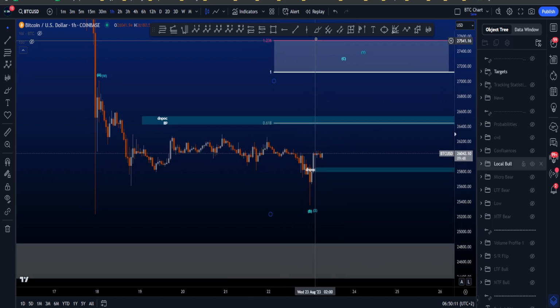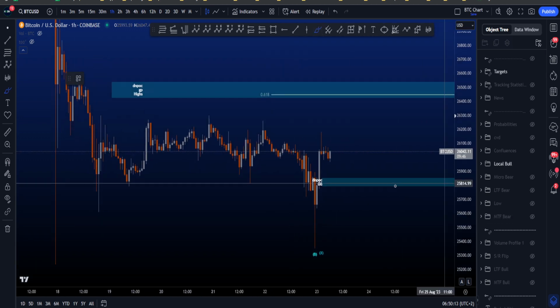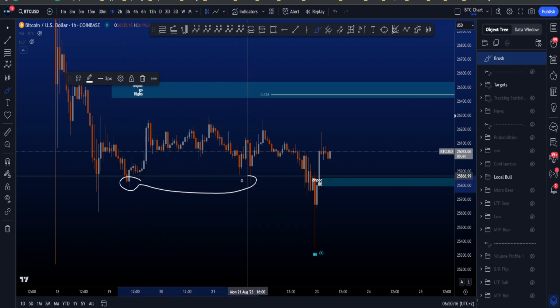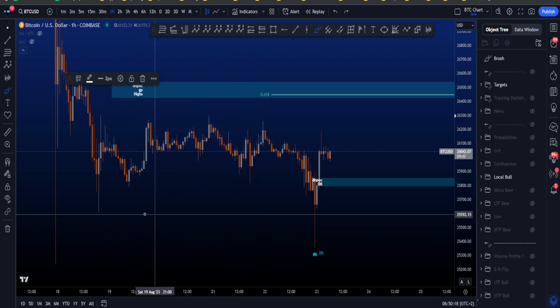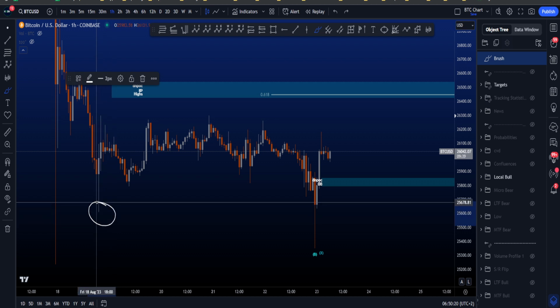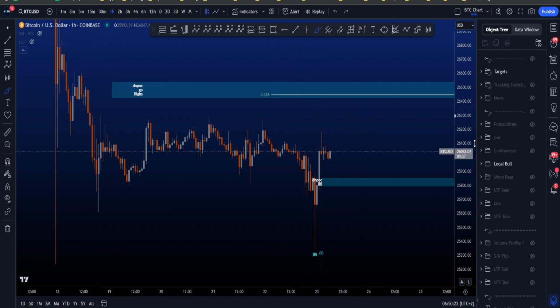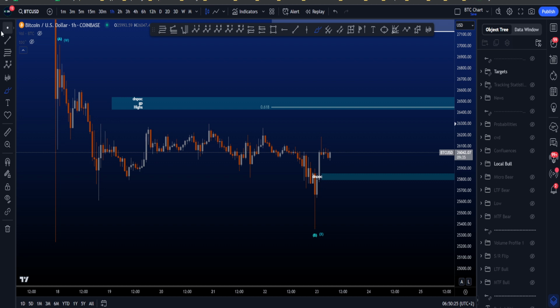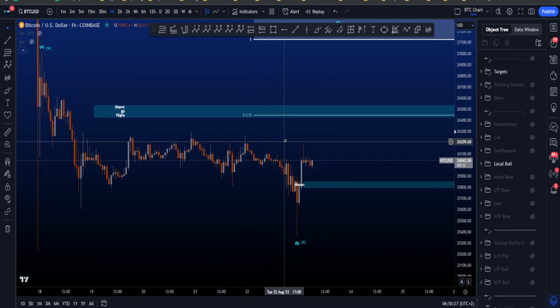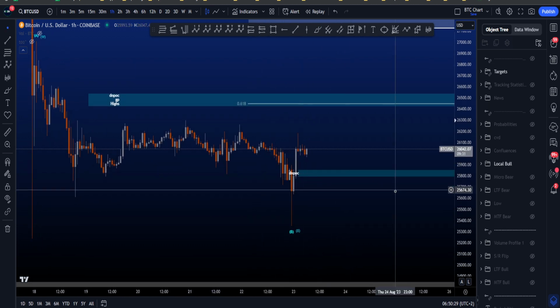Now, in this scenario, yesterday, we were talking about two things. We were talking about the double bottom that we have over here. And if that doesn't hold, we were talking about this low over here for then a wick and continuation to the upside, because the probabilities for price to still find a way to the upside were higher, as mentioned yesterday.